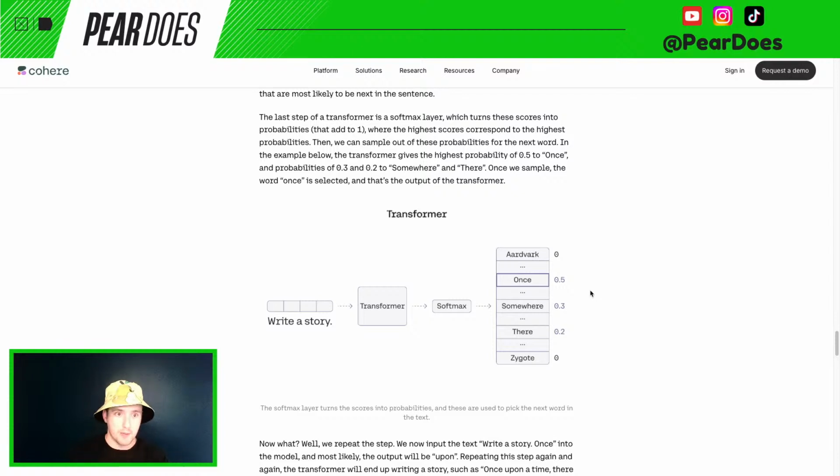And so in this example, the transformer gives the highest probability of 50% or 0.5, 50% likely to be "once" in the prompt, "write a story." And so the probabilities of the first words could also be 30% to "somewhere," 2% to "there." And then once we sample this list, once the AI goes through, okay, what are all my possible words? It's going to select "once" because it is the highest probability to be the next word in the sentence. And that is the output of the transformer.